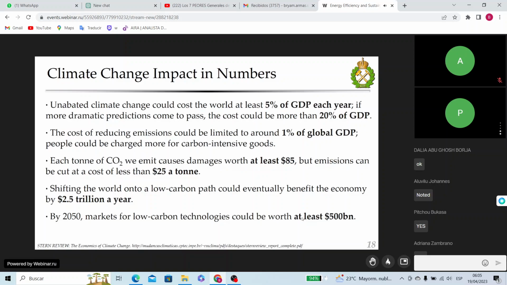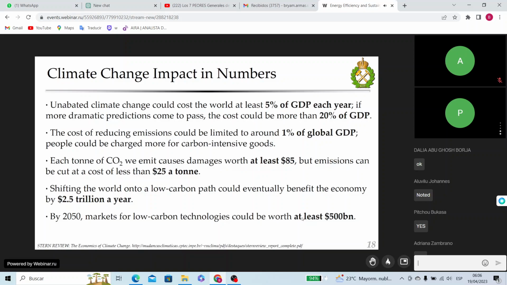The 19% difference is explained by the fact that the damage from the emissions of 1 ton of CO2 was estimated at $85. But to prevent these emissions, we have technologies which cost around $25 per ton. So the difference is really huge.